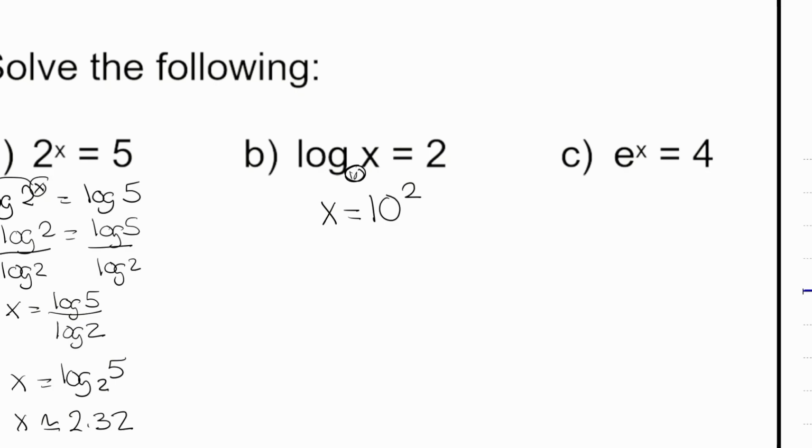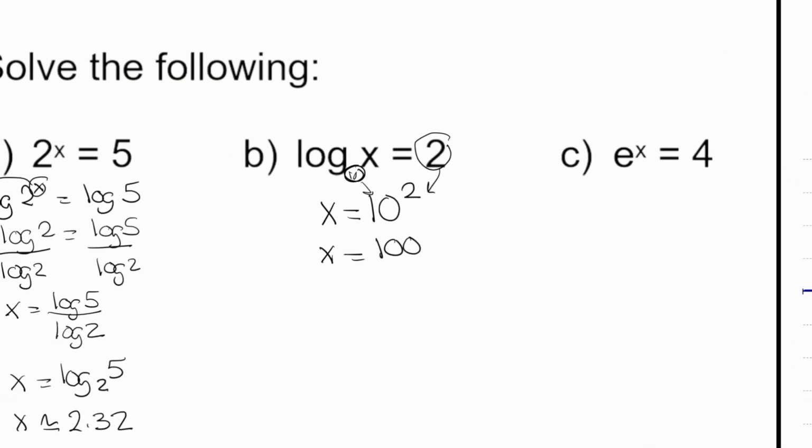If this is 10, then this becomes 10. If it's a base 2, then the base of our exponent is 2. And then the log becomes the exponent. So this means that x equals 10 to the power of 2, or x is equal to 100. So that's another rule. I'm trying to jog your memory so that you can remember.